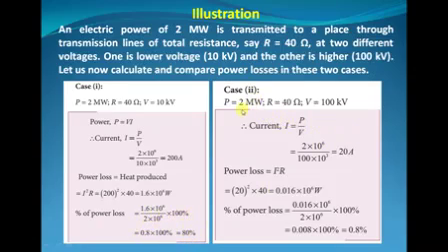In the second case, the power is 2 megawatt and R is the same, but the voltage here is 100 kilovolt. I is equal to P divided by V. Substituting, we get the current value as 20 ampere. Here you see 200 ampere, and here we are getting 20 ampere. So the power loss also reduces: here 1.6, here 0.016. If we calculate the percentage of power loss, we get 0.8%.